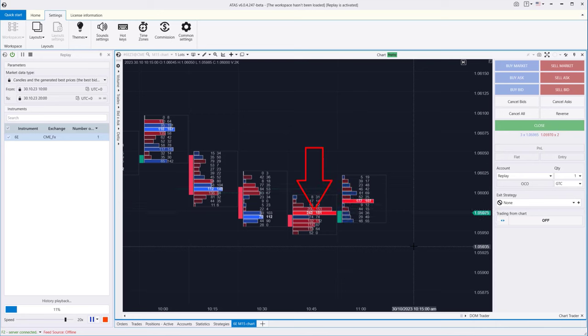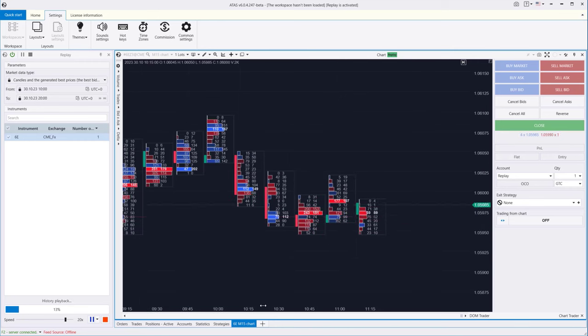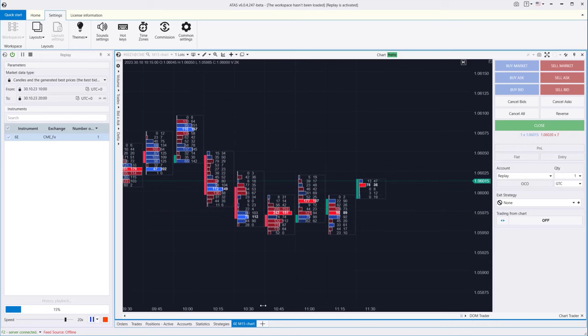This suggests that sentiment may shift in favor of buyers. It seems that the 11:15 candle reflects a moment of market indecision and balance, which, of course, is temporary. However, at 11:30, there was a bullish impulse. Look at this large cluster. It suggests bullish efforts to break through the balanced zone. Sellers attempted to resist, but their efforts were unsuccessful.